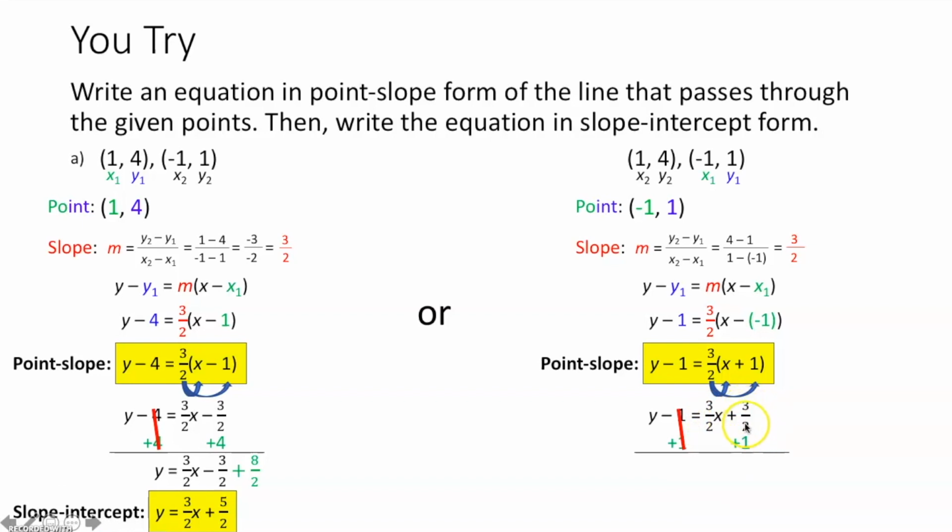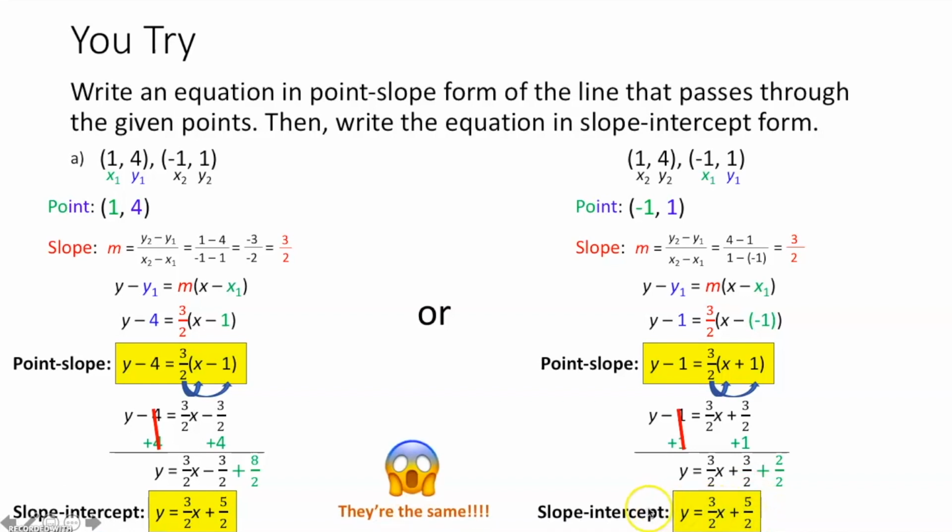Now how do I add 3 halves and 1? Well, 1 is the same thing as 1 over 1. And since they need a common denominator, I just make it 2 over 2. That way they have the same denominator. 2 over 2 is the same as 1. Now I can add these together. What's 3 plus 2? That's going to be 5. So 5 halves is going to be my y-intercept.